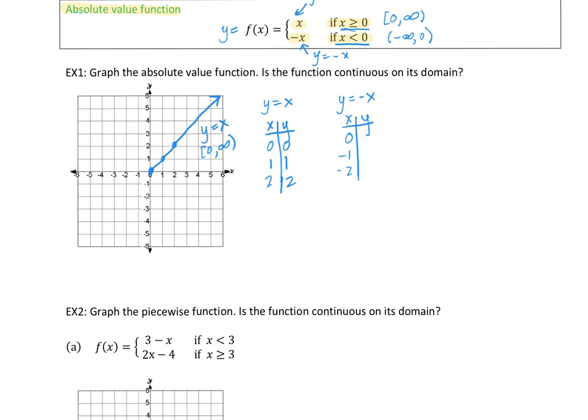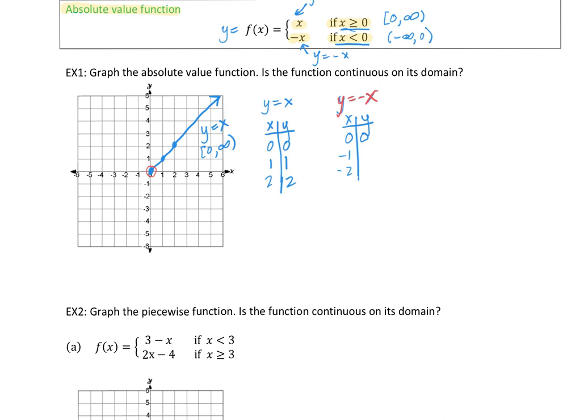If I put in 0 for x, I get 0 for y. But notice it's strictly x less than 0. So technically, this would be an open circle. But in the prior piece of my graph, it was solid. Well, maybe I'll just do this in red so we could see the difference.